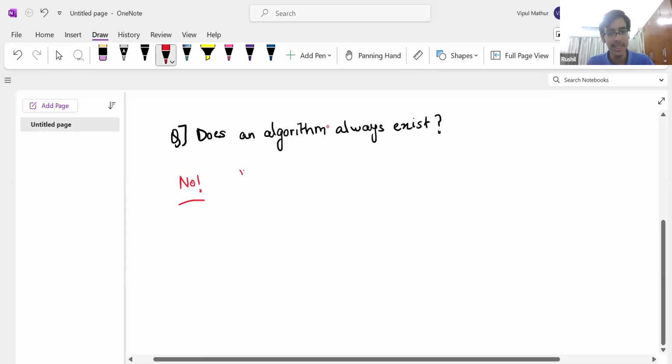One very famous example of this is what's known as the halting problem. And I don't want to go into too much depth about all this, but the basic idea of this is quite funny. The problem really asks you.